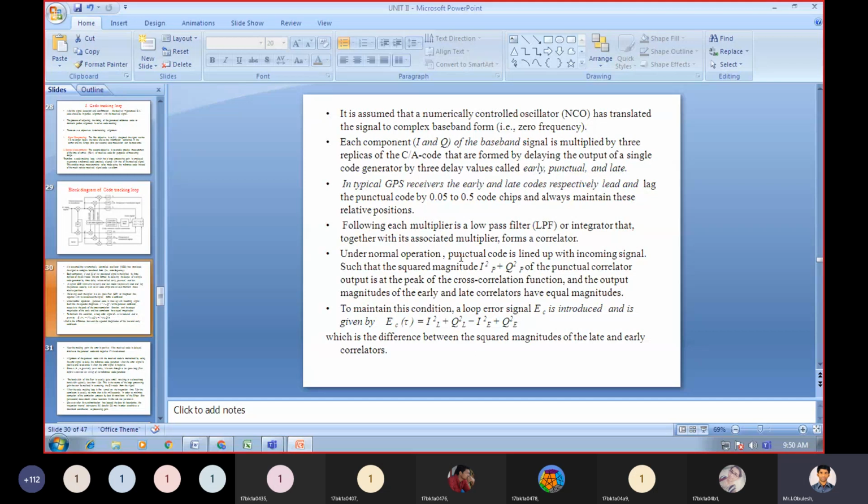Following each multiplier is a low pass filter or integrator, that together with its associated multiplier forms a correlator.